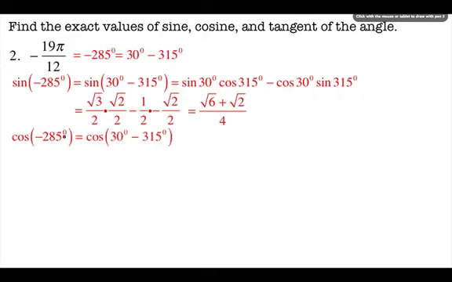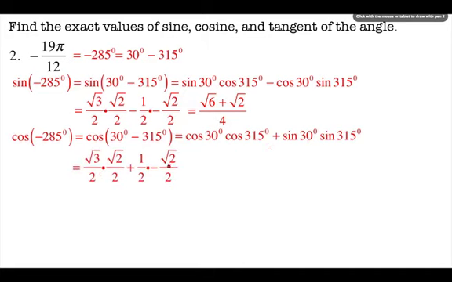Cosine of negative 285, I use the same difference. Apply the formula. In this case, I'm going to apply the fourth formula. Notice that this is minus, over here is plus. You notice you have the cosines together and then the sines together. Simplify this using the unit circle. That's how we get this. Apply some pre-algebra. And this is how we get radical 6 minus radical 2 divided by 4. Now we need to compute tangent.